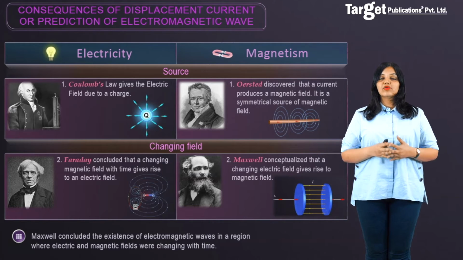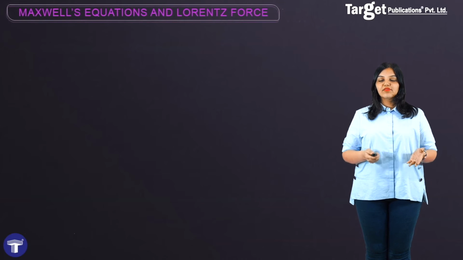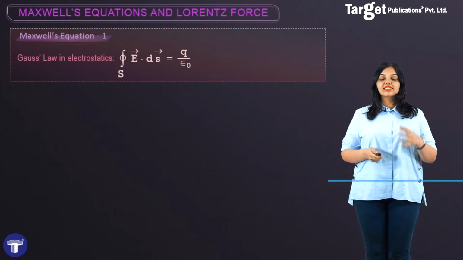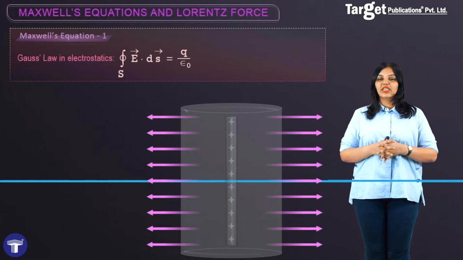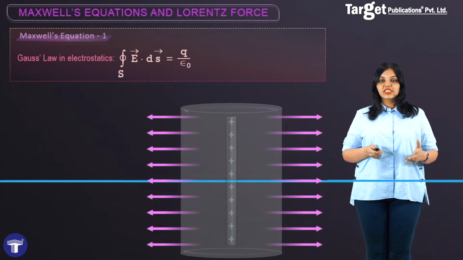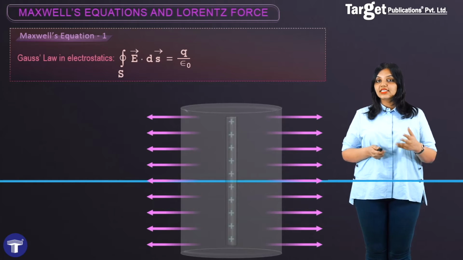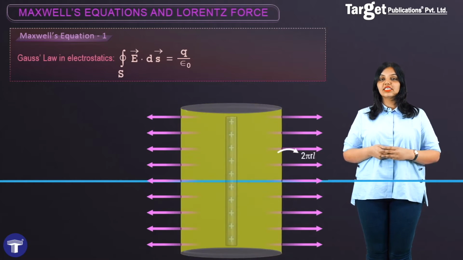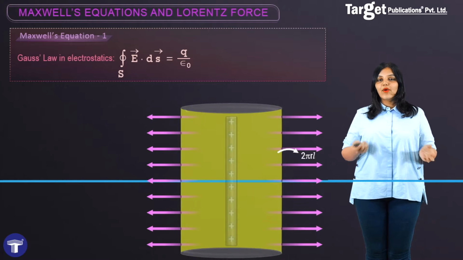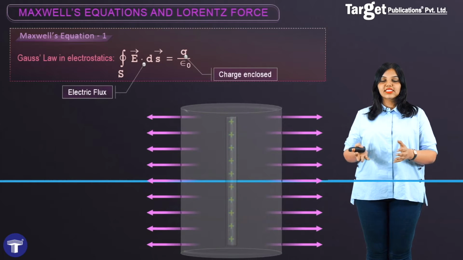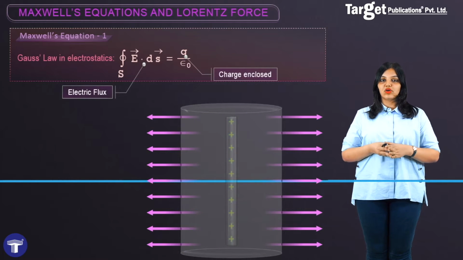Let's quickly take a look at what these equations are. The first Maxwell equation is nothing but Gauss's law in electrostatics. We have already seen this in the chapter on electrostatics. Whenever you want to find the electric field in a case of symmetry, you take a Gaussian surface and you ask what is the electric flux cutting this Gaussian surface. For example, in case of a cylindrical Gaussian surface, we found that only the curved surface is cutting the electric flux. And thus then you apply Gauss's law, in which one side of the equation is the electric flux and the other side has the charge enclosed divided by epsilon naught.